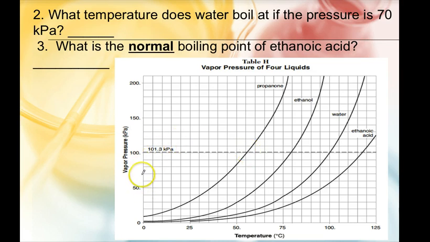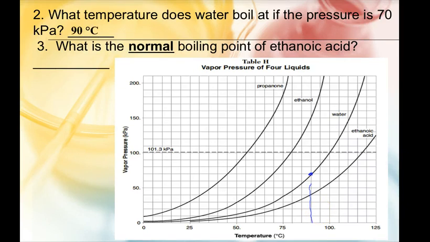That'd be 55, 60, that'd be 60, 70. So at 70, you follow it over until you hit the line for water. Here's the line for water. At 70, you drop that down, and that would be 75, 80, 85, 90. So water would boil if the air pressure was 70 kPa. Water would boil at, of course, 90 degrees Celsius.